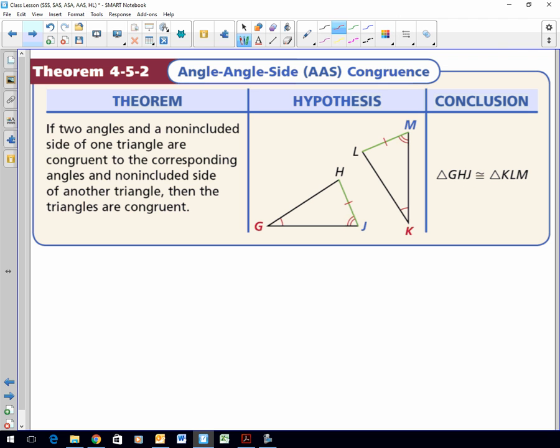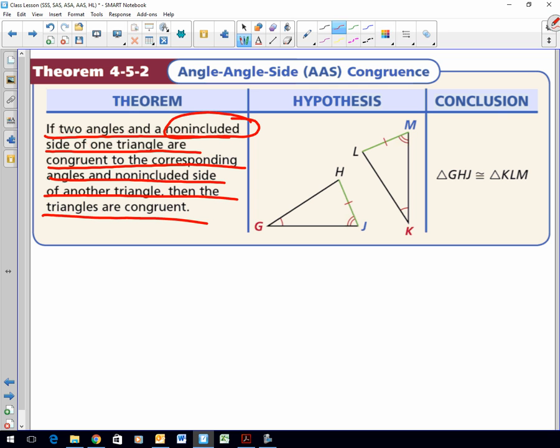I got another postulate here. Angle, angle, side. Oh, it's a theorem? Pardon me. It's a theorem. Postulate, theorem, potato, potato, tomato, tomato. Alright, so angle, angle, side. This is something that some of you are going to struggle with. Two angles and a what kind of side? Non-included side of one triangle are congruent to the corresponding angles and the non-included side of the other triangle, then the triangles are congruent.